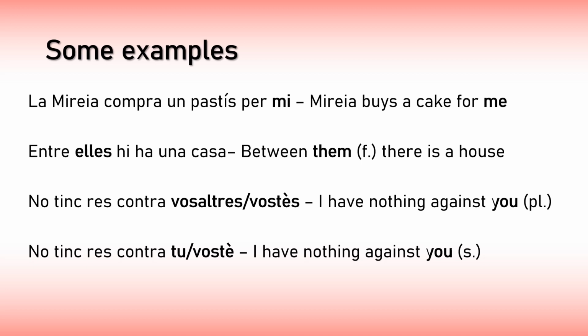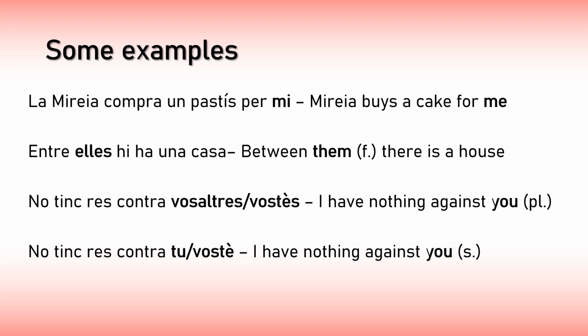What if you wanted to say you but in singular? Then instead of using vosaltres, use the pronoun for the second person singular, which is tu and vostè. No tinc res contra tu. No tinc res contra vostè. I have nothing against you in singular. So the rest of the sentence remains the same, but you're only changing the pronoun because it needs to be coherent with the number.